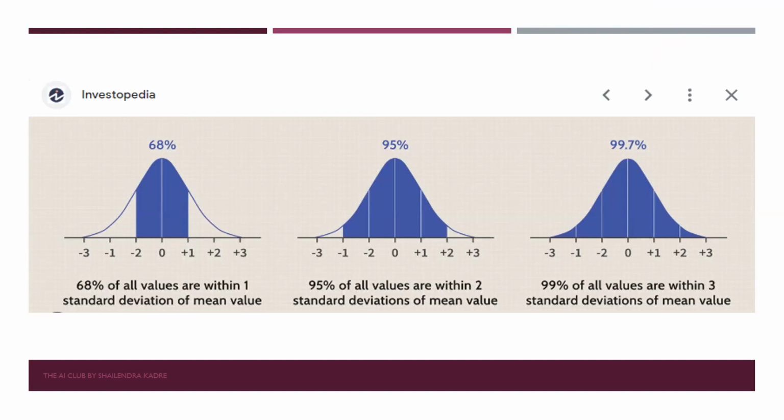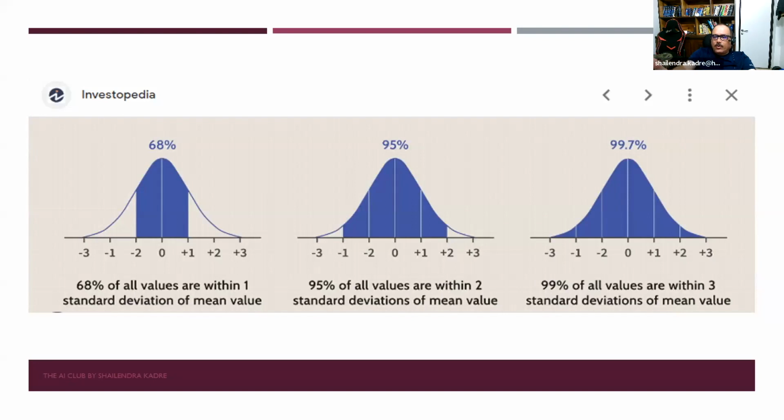99.7%. Now you understood why you go only up to Z equal to 3? Because it covers most of the values. 99.7 means almost 100%, right? So if you cover Z equal to 3 and -3, it will cover almost all of your range. Understood? So generally we need not go beyond Z equal to +3 and Z equal to -3.